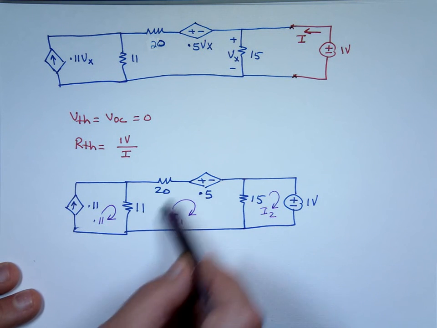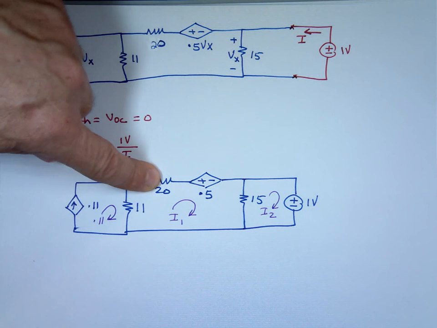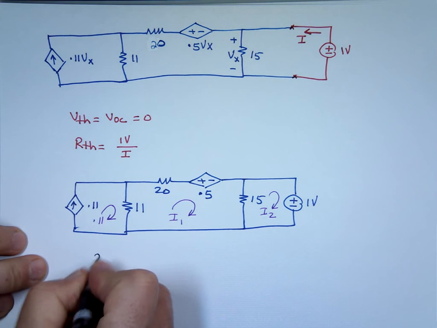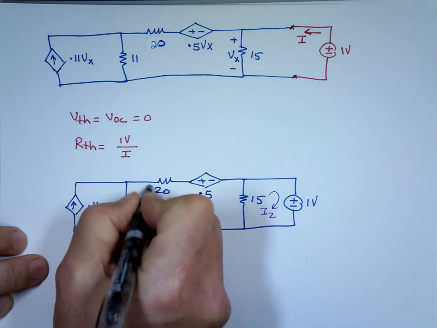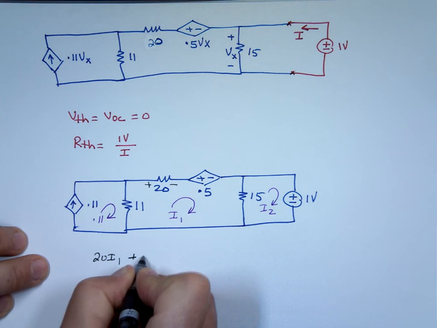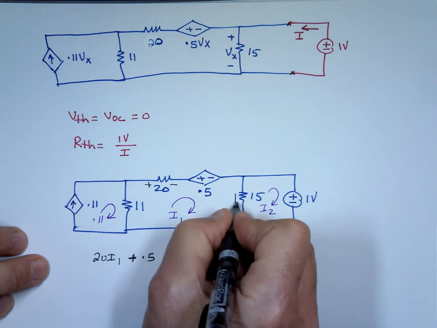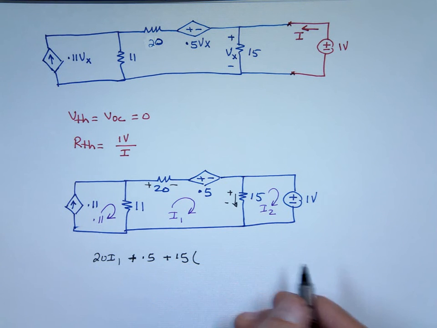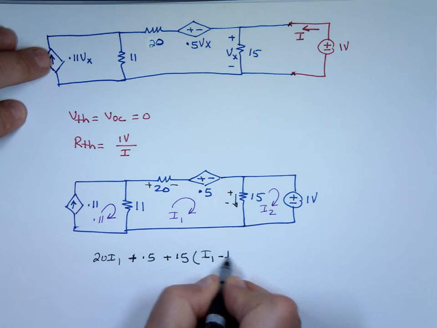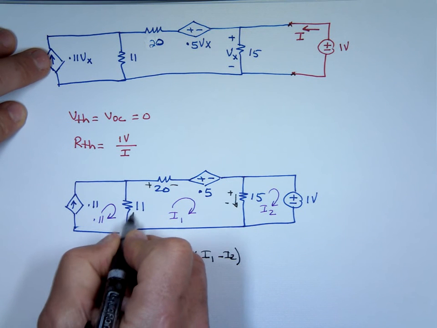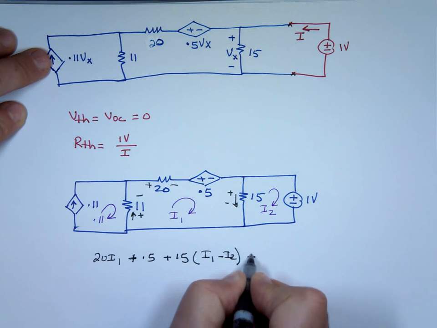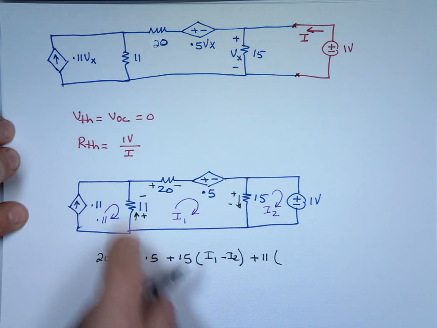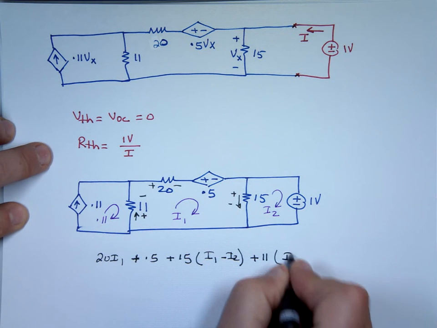KVL, this one, I'll start with this. Let me use a different marker here. 20 times I sub 1, plus to minus, plus 0.5. Let me find the current down. I'm going plus to minus, plus 15 times the current down. What's the current down? I sub 1 minus I sub 2. Keep going. Current up, plus to minus, plus 11 times. Is that 11 that resistor was? Yep. And what's the current going up there? I sub 1 minus 0.11.